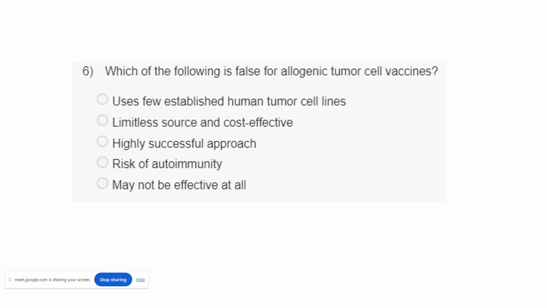Okay, we have the next question. Which of the following is false for allogenic tumor cell vaccines?